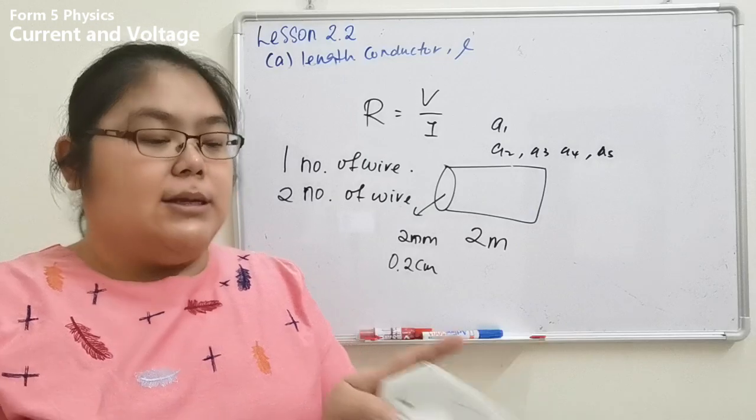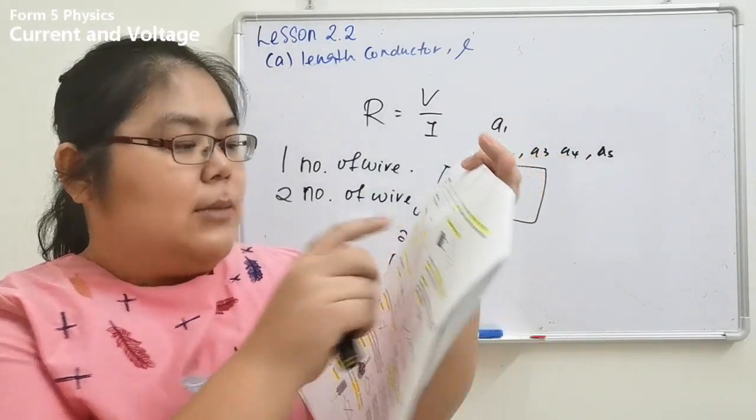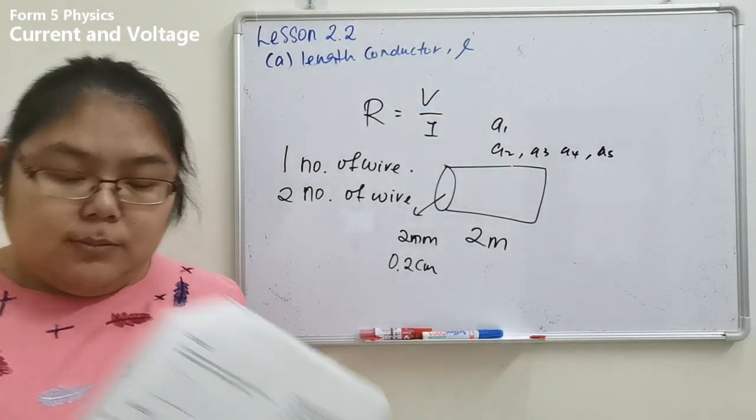So all the things should be the same. Then after that we get the table of data, then after that we do the analyzing. So that one is the second experiment.